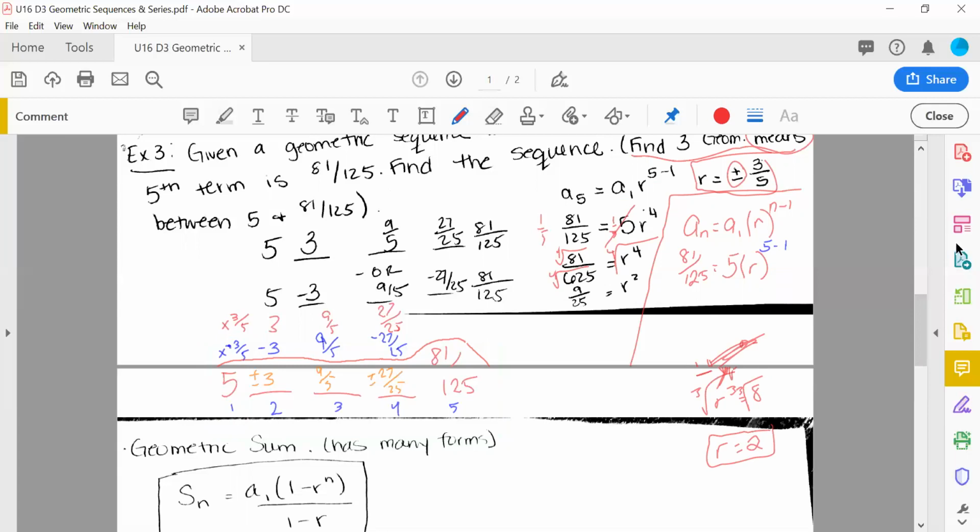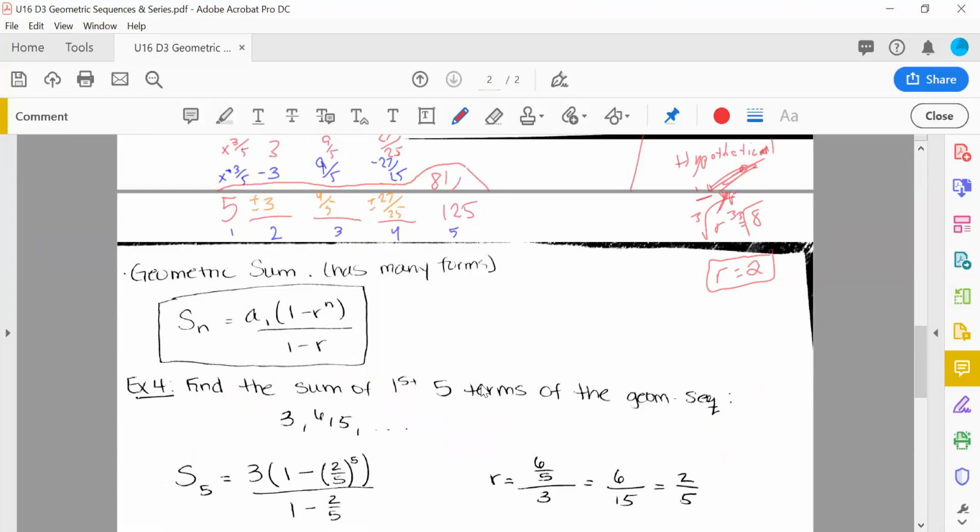Case in point, when you're doing your homework, if you have r raised to an odd power, your answer is either only going to be positive or only going to be negative. So this is a hypothetical.